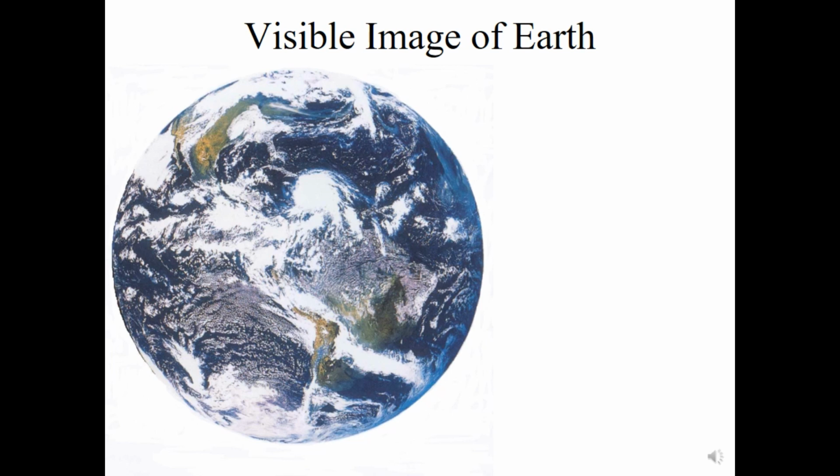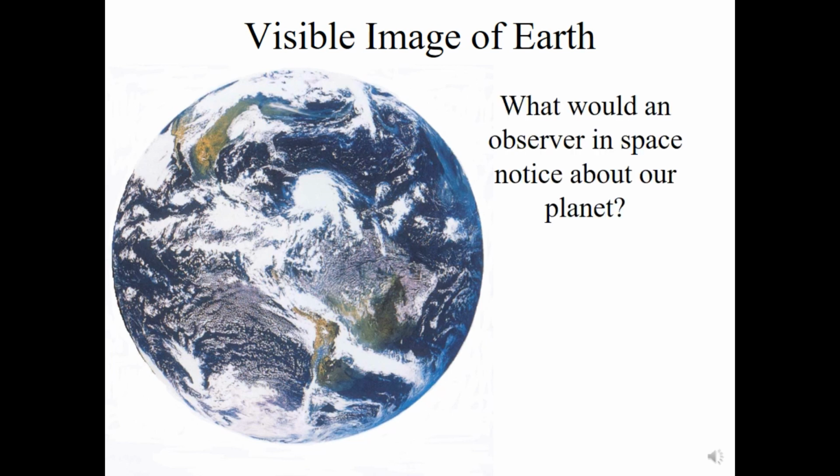So if we look at the visible image of the Earth, what would an observer in space notice about our planet? Well, it depends upon your perspective. As an atmospheric scientist, I look at this and I see clouds. An oceanographer would look at this and see oceans. A geologist would look at this and see land masses. A glaciologist would look at this and see ice.